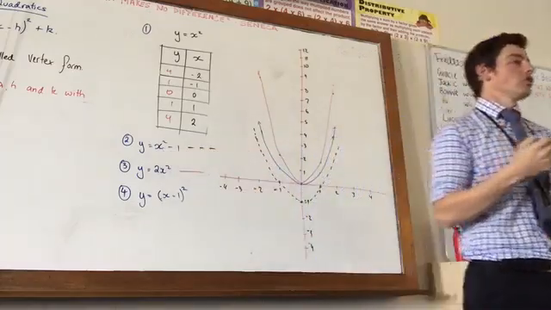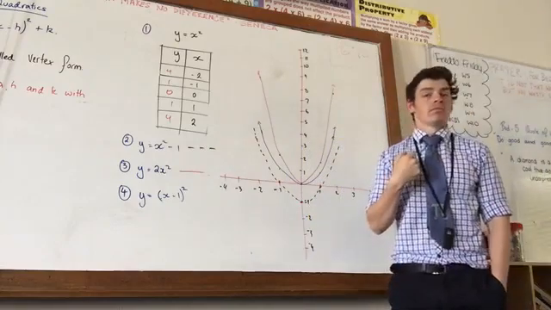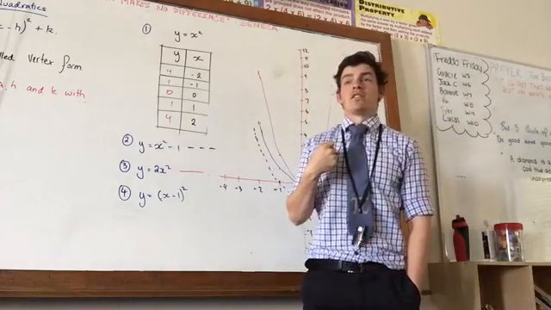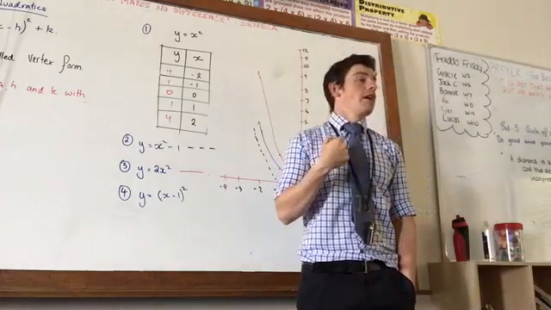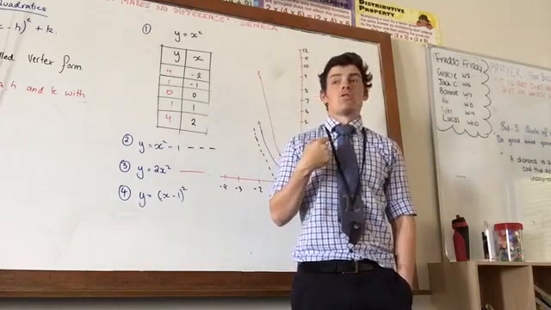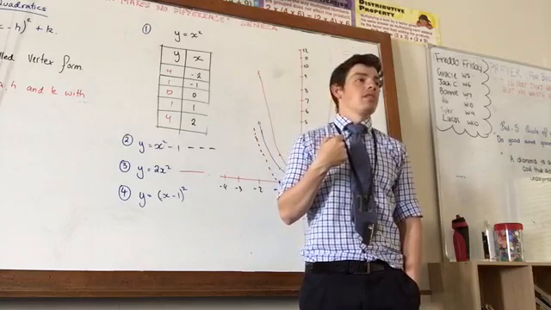For the second one, y equals x squared minus 1, what have I added in? What have I changed? a, h or k? Who thinks a has changed? Who thinks my a has changed? No one. Who thinks my h has changed? And who thinks my k has changed? So 2 people have an opinion about this graph.